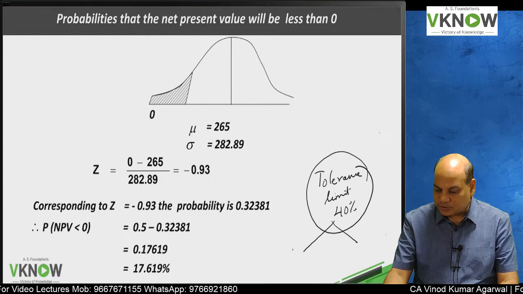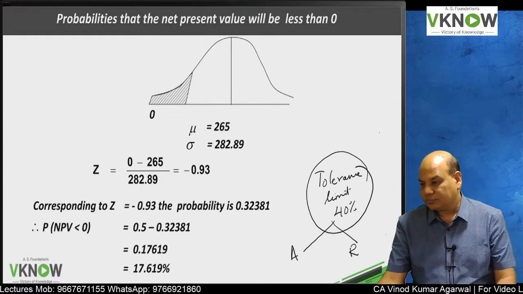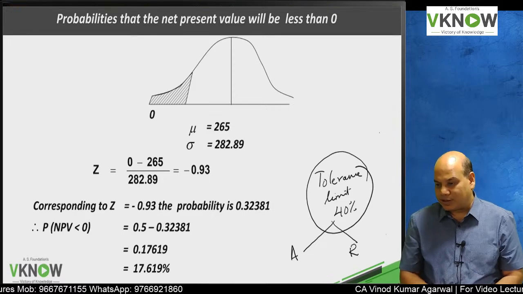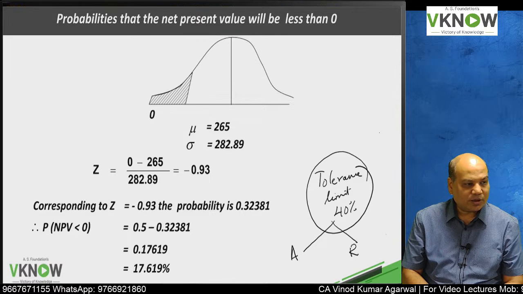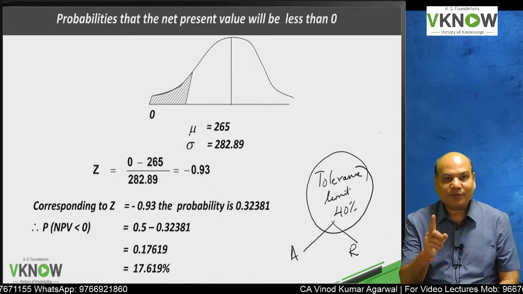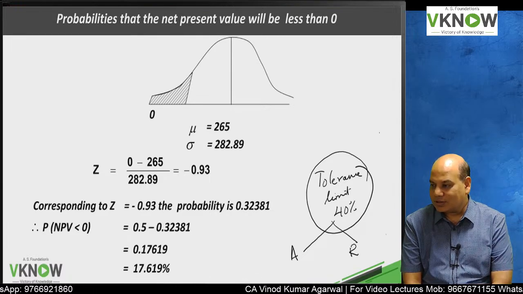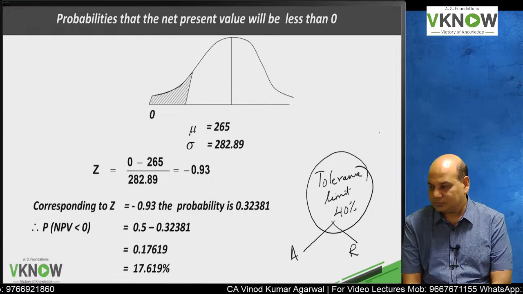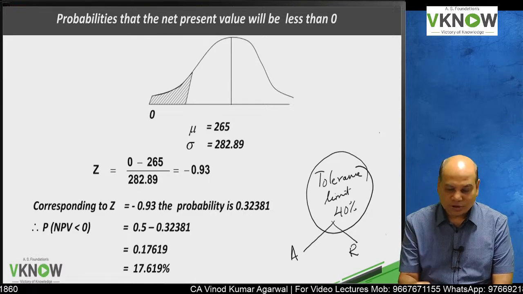My question is the same. If you apply normal distribution and compute probability, which comes to 17.62%, would you accept the project? Please reply fast. A or R, accept or reject? Accept the project. Very good.